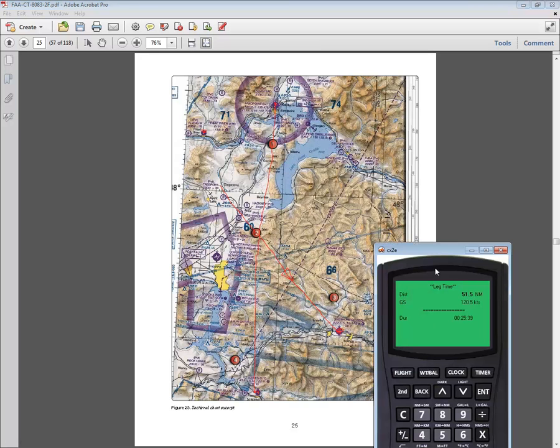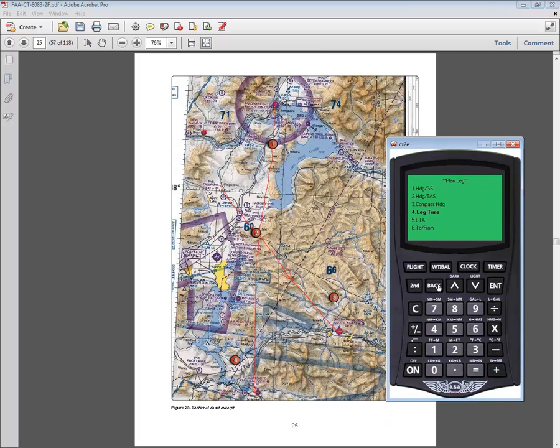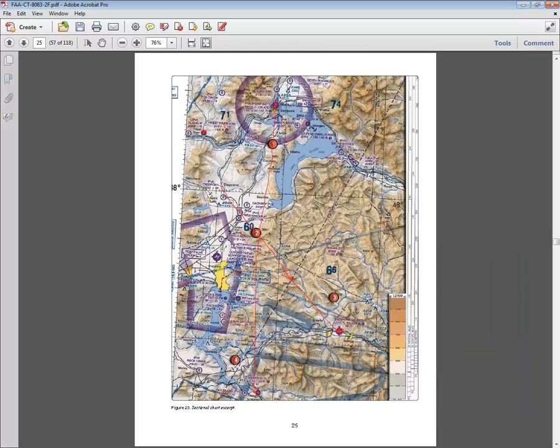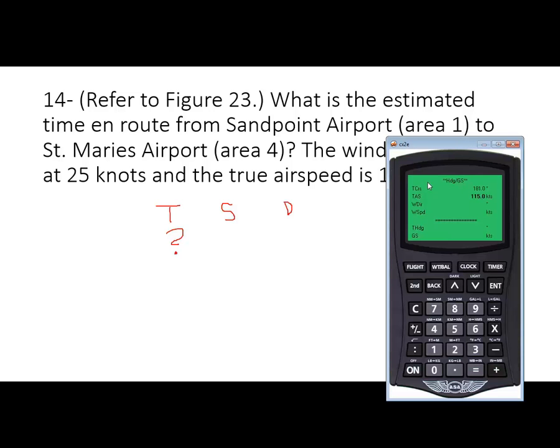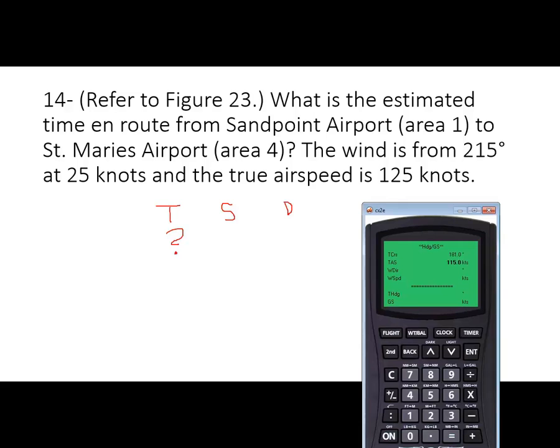So on this question you can come in here and do the heading and ground speed, type in your 181 degrees. Once the true airspeed, so we will say the true airspeed on this question is 125.